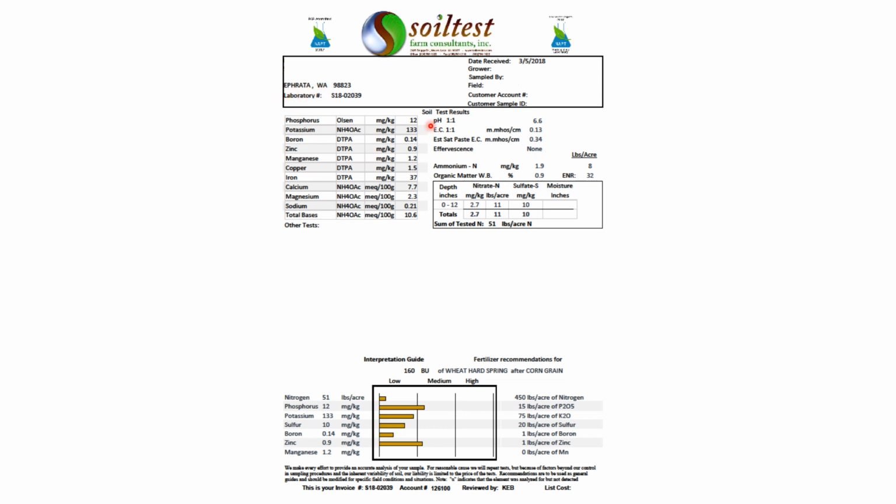The first thing that I'll look at after that is the pH. pH is measured on a 1-to-1 soil to water slurry. What that means is we'll take 20 grams of soil, mix it with 20 milliliters of deionized water, and measure the pH. In this case, it's 6.6. Soils that are below a pH of 7 are considered acidic, while soils that are greater than 7 are considered alkaline. On that same 1-to-1 slurry, we measure electrical conductivity.